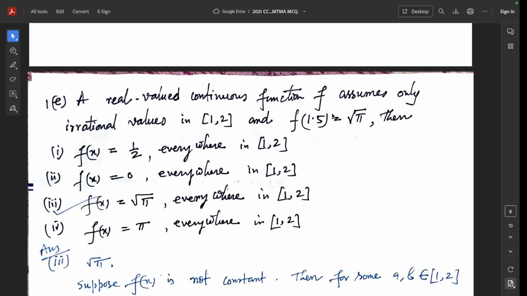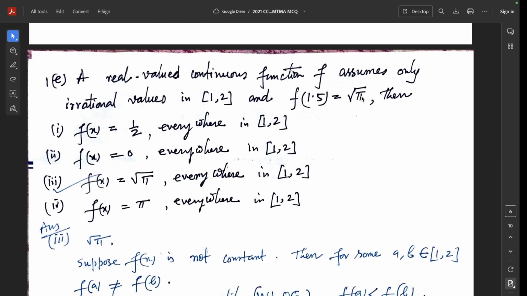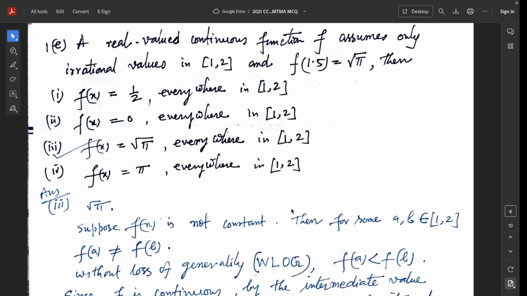And f(1.5) equals root pi, which is the irrational value. So if it is a continuous function, this is only possible if f(x) equals root pi everywhere within the interval [1, 2]. Otherwise, it is a discontinuous function.